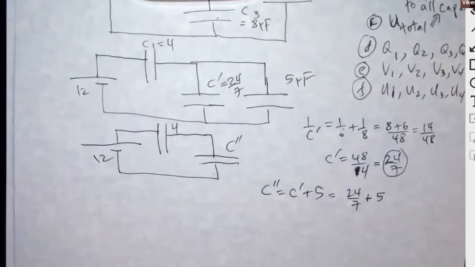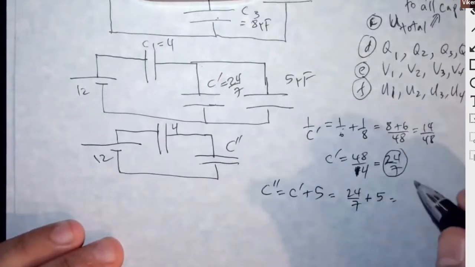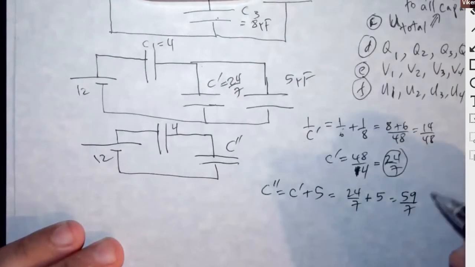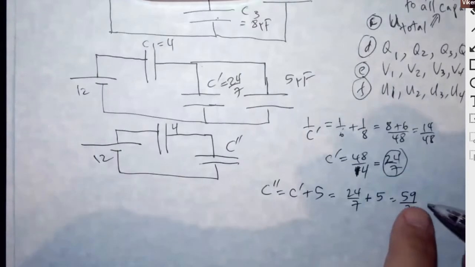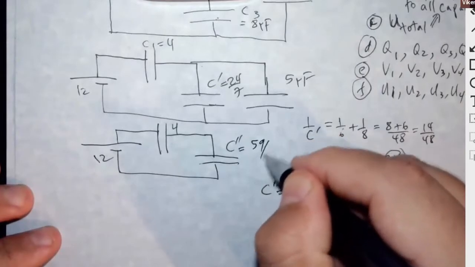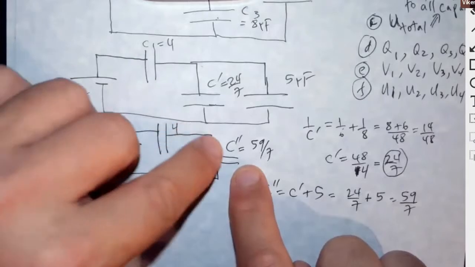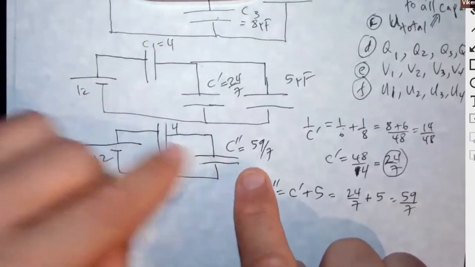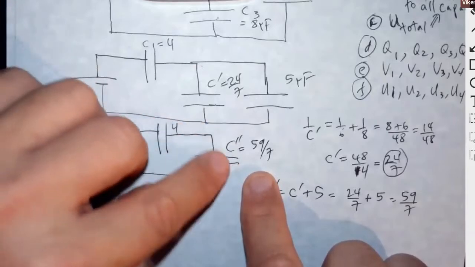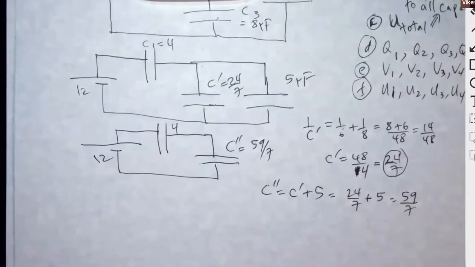Okay. And you get 35 plus 24, 59 over 7. Of course, these are all going to be microfarads, right? So that's going to be 59 over 7. Okay, then these two are in series because it's just a wire. So it doesn't matter that it has a corner there. It just comes and flows through. So the charge just goes like this. So they both have the same charge, right?